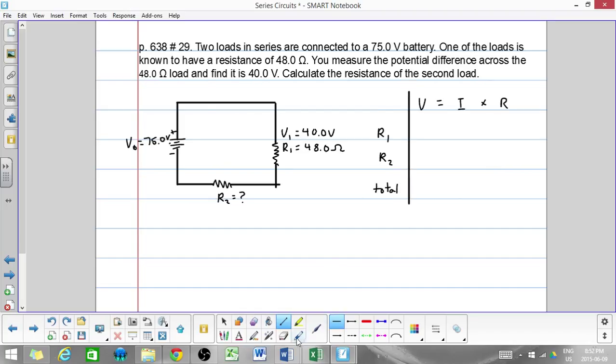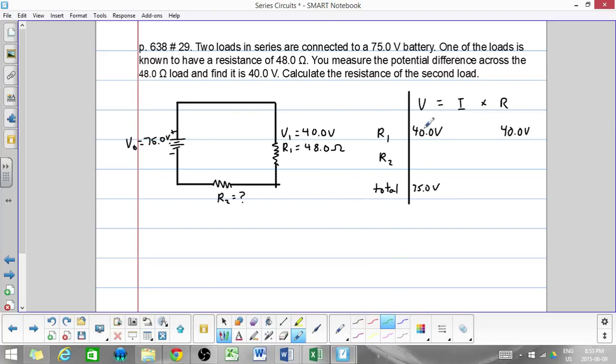So there we go. So what do we know here? We know the total voltage is going to be 75 volts, the battery. We know R1 and V1. And then we use the things we know about series circuits to start filling this in. And so everything else I'm going to do in a different color.